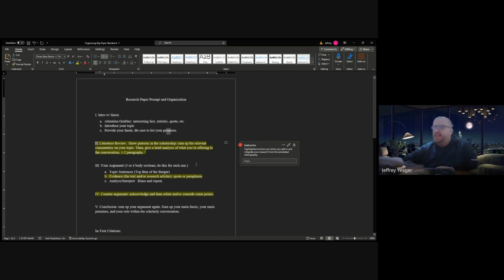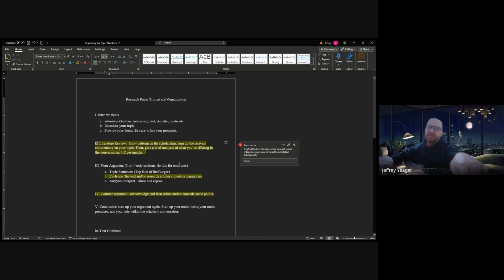Usually it's a good idea to have at least three premises to support your argument, maybe more. The lit review section is where you incorporate the research that you have done on your topic. This is where you show patterns in the scholarship, sum up the relevant commentary on your topic, then give a brief analysis of what you're offering to the conversation.